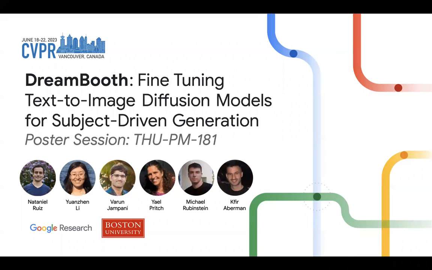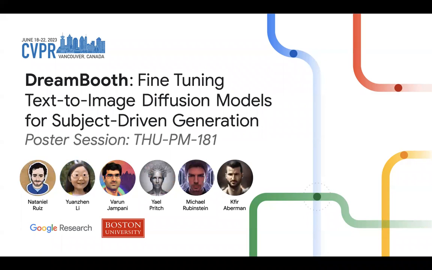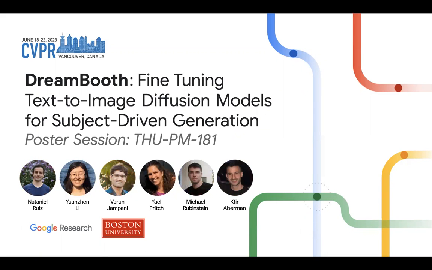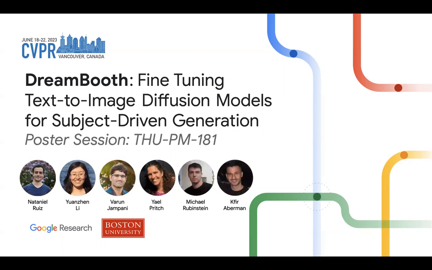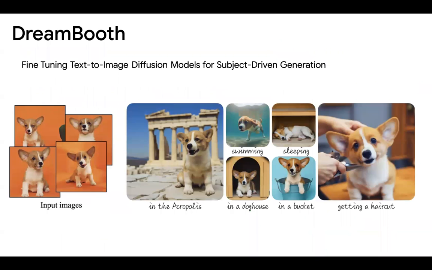Today I'm going to present our work, DreamBooth, fine-tuning text-to-image diffusion models for subject-driven generation. This is work that was done along with my collaborators at Google while I was a PhD student at Boston University. Using DreamBooth, one can generate new images of a specific subject, such as this dog, in different contexts and with different semantic modifications, given only a small number of unconstrained input images.